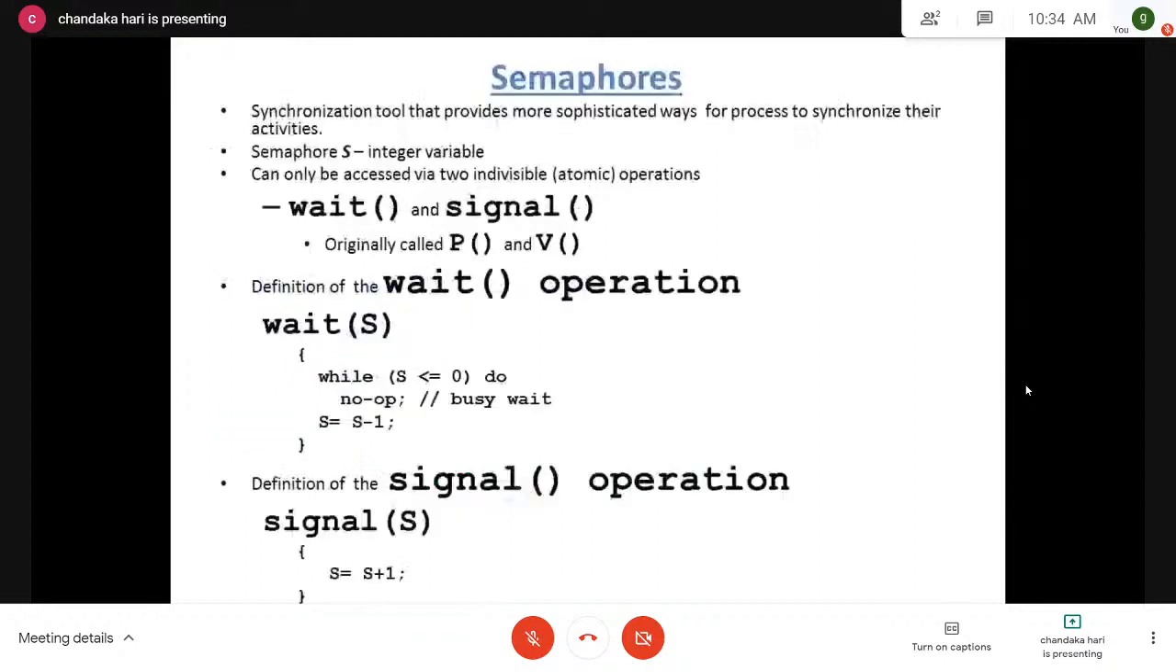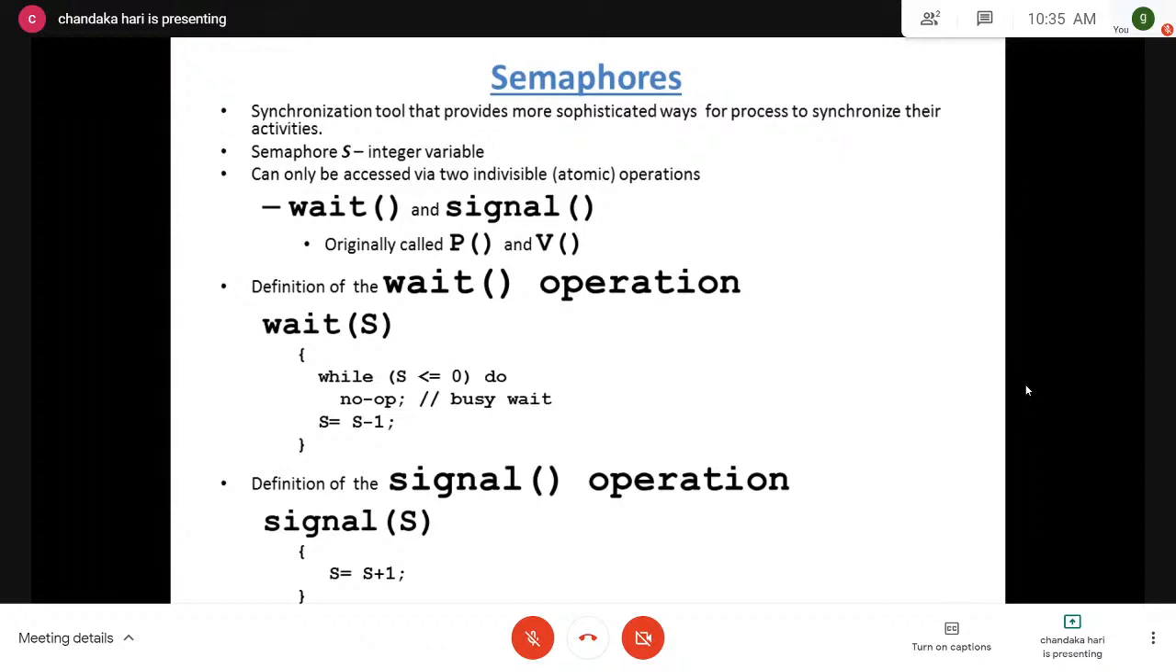Now, coming to today's session, another very important synchronization tool is the semaphore. So what is a semaphore? A semaphore is a very important and more sophisticated tool for synchronized activities. First of all, a semaphore is a synchronization tool.